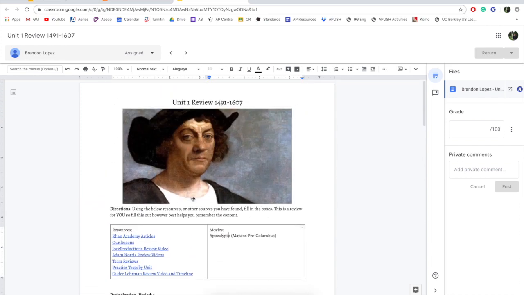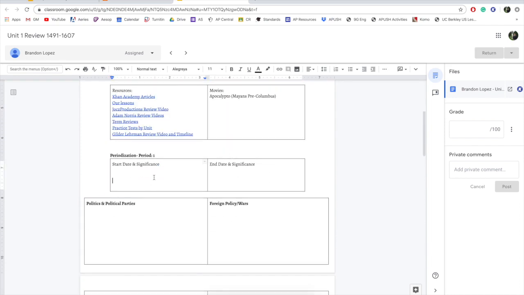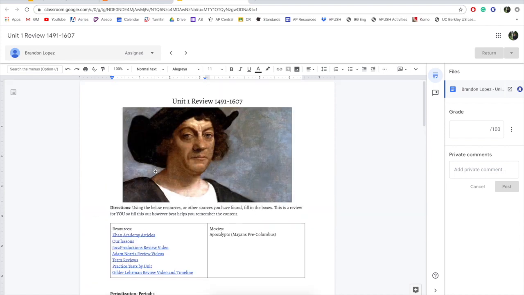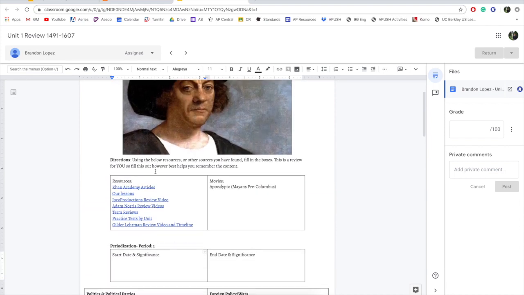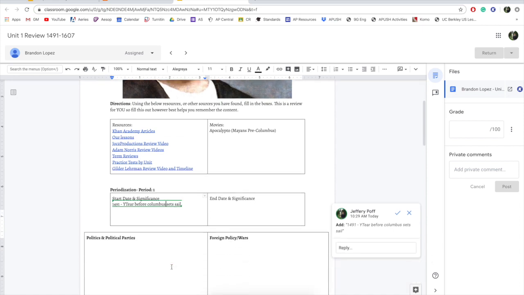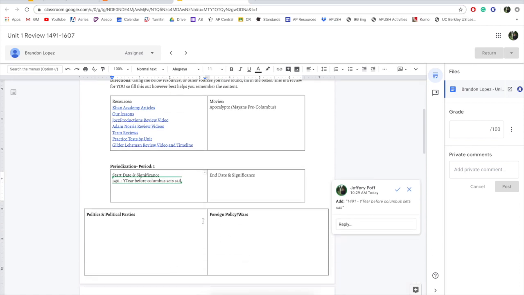Now, as far as what you're filling in here, I need the start date and significance of that date, so 1491, and then if you remember, that is the year before Columbus set sail. And then you just go ahead and fill this stuff in. Now, if this isn't graded, you just put in whatever is going to help you, okay? But this is how I would do it: just a date, and then why it's important.